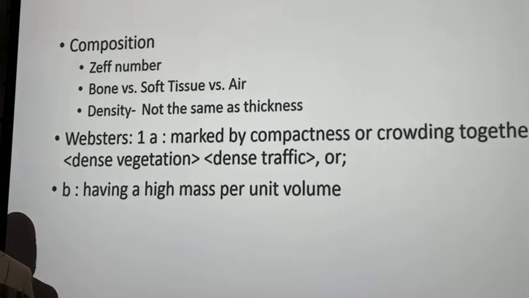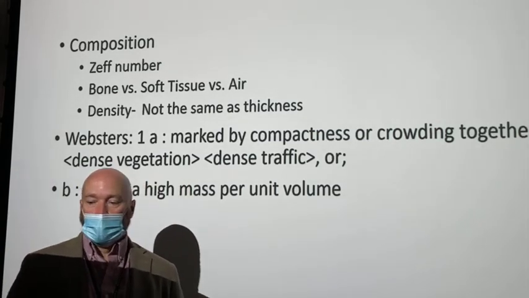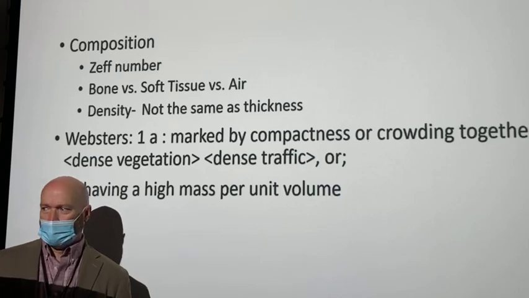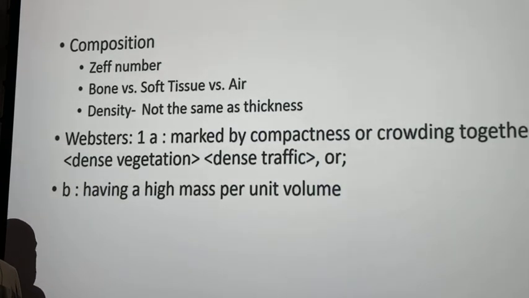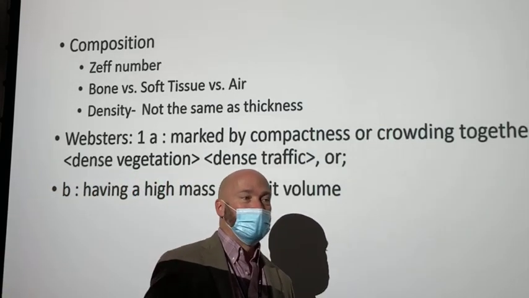ZEF number is kind of a contraction of Z effective, or effective atomic number. The actual atomic number difference between different tissues and even different contrasts is very minimal. Whenever we do a contrast study with barium, what kind of KVP do we use? Very high. When we do a study with iodinated contrast, do we use as high a KVP? Why? It's not as hard to penetrate. It's not as thick, right?